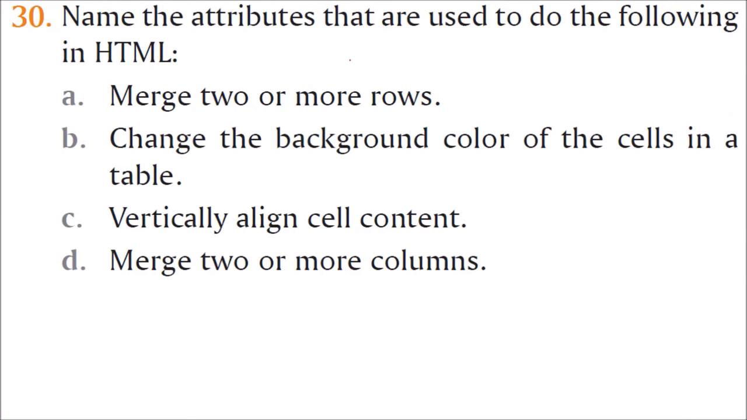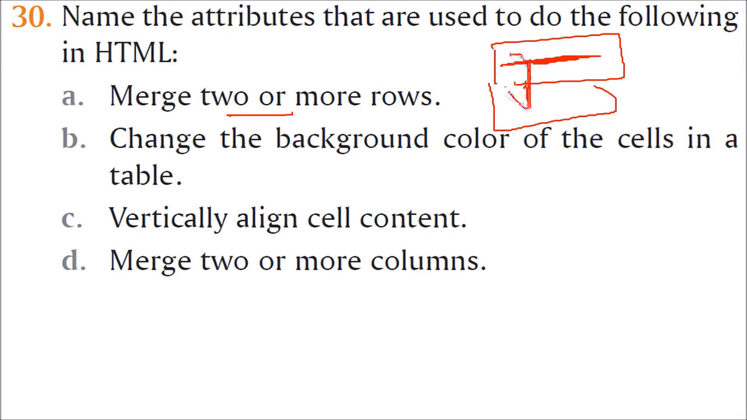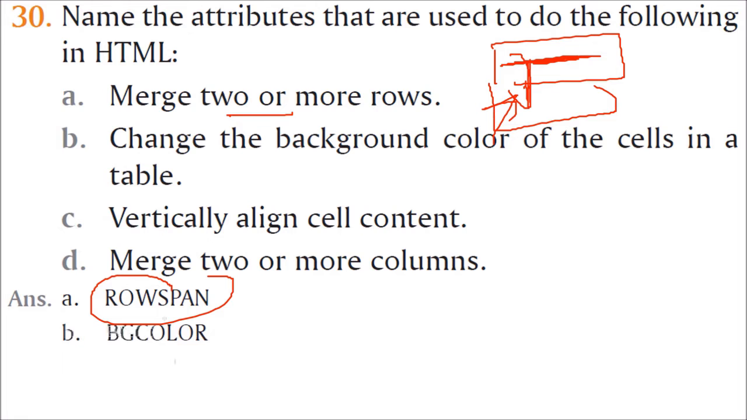Name the attributes that are used to do the following in HTML. Merge two or more rows. This row, if you combine them, this will be rowspan. Change the background color of the cells in a table. You will use bgcolor. Vertically align cell content, v-align. Merge two or more columns, colspan.